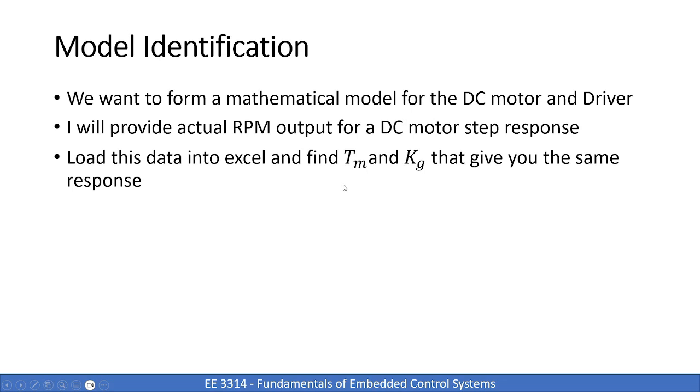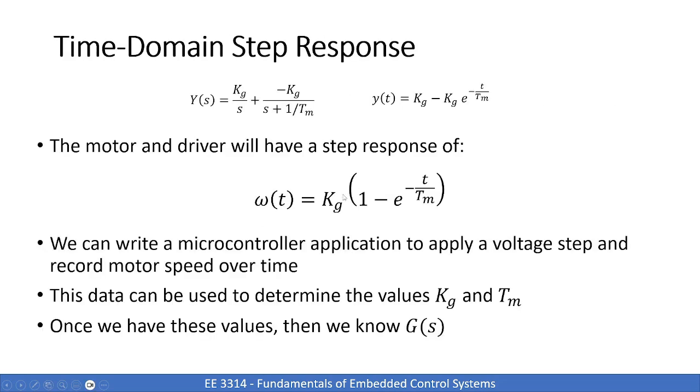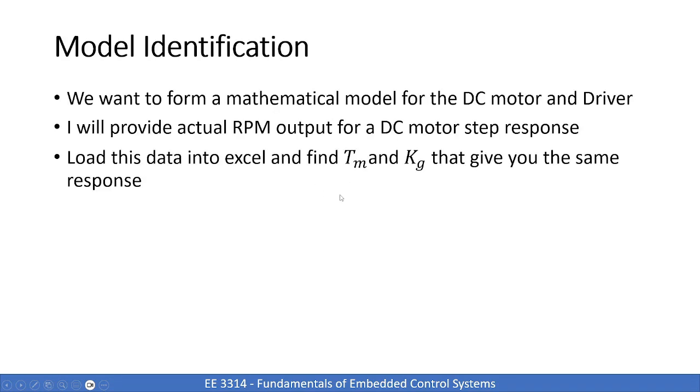I'm going to provide actual RPM output for a DC motor step response. And I think the best way to do it is to load this into Excel. So one column might be time, the next column will be this data that I'm going to provide you, and the third column can be your mathematical model, which is this step response. So this is the step response you'd expect to have. And then you can tweak these two parameters in Excel till those curves overlay each other and match. So this is a real simple way of determining what these parameters are.